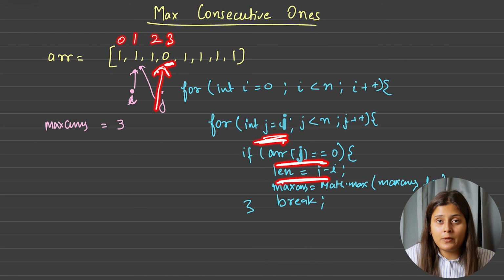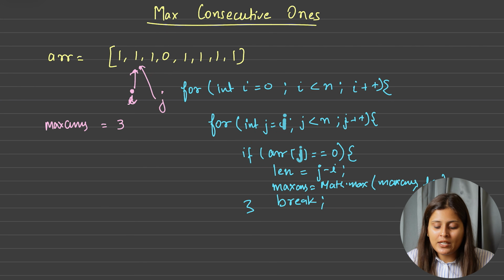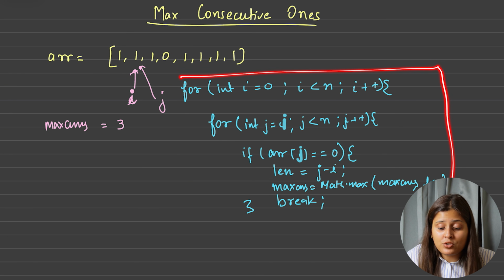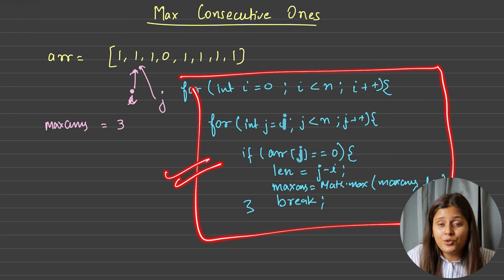So length will be nothing but j minus i. Both are pointing to the third index, so length will be 0 only, so maximum. Don't you think we are unnecessarily doing all this? When going from the leftmost i to the j position, the first time it hit 0, that was the maximum length, 3. Correct? So in this case, even this code will run, but it will give you TLE.